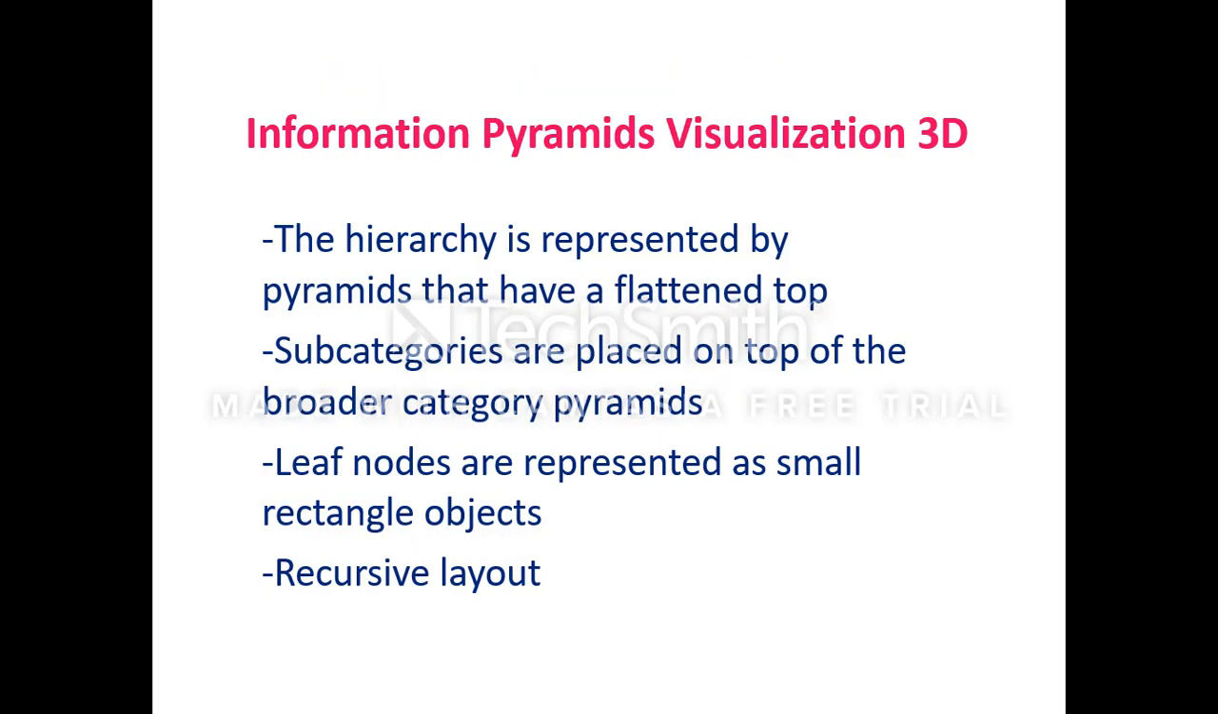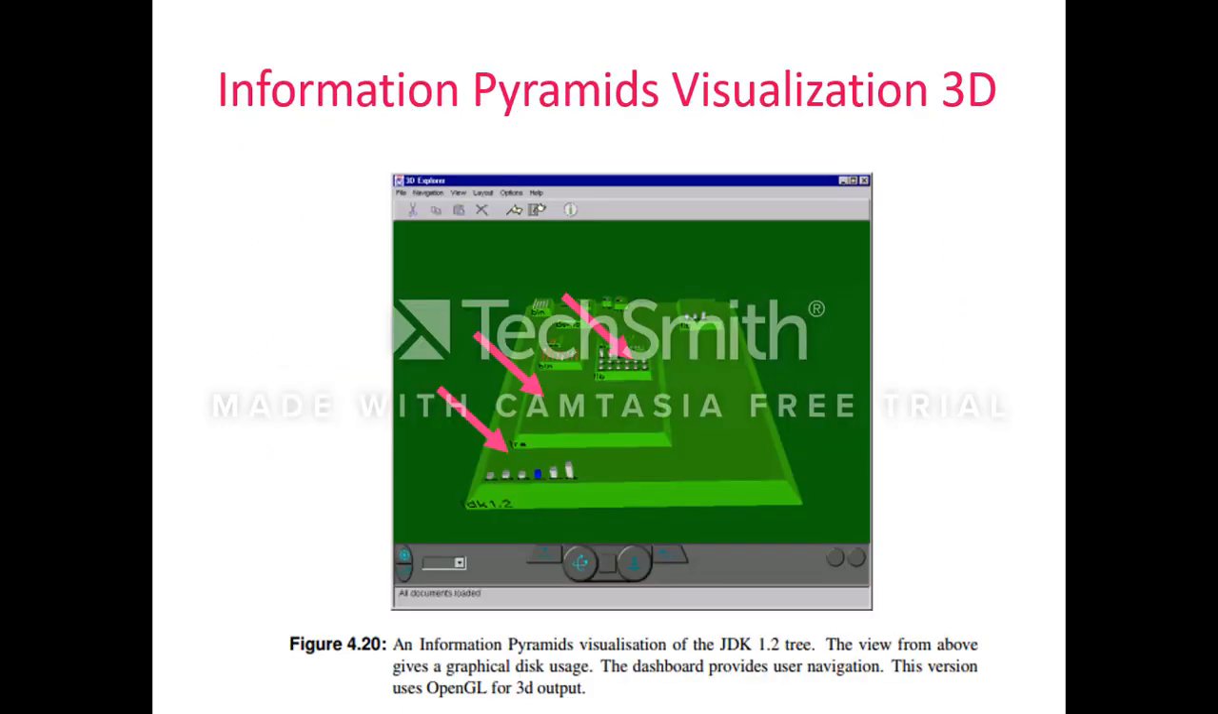In 3D zoomable, we have information pyramids, where the hierarchy is represented as pyramids that have a flattened top. The subcategories are placed on the top of the broader category pyramids as smaller ones, and if the category contains leaf nodes, they are represented as small rectangle objects. As you can see, each pyramid is a layer with the lower level nodes on top of it, and the layout is recursive.